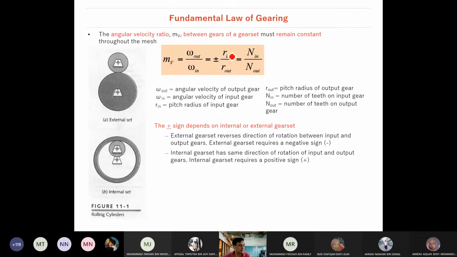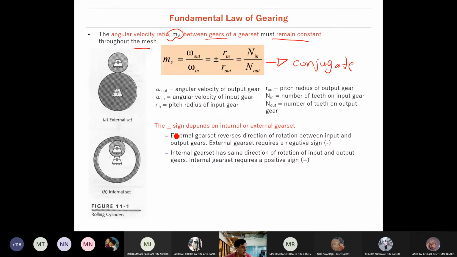So, this is basically the formula that has been defined by using the conjugate action tadi. We call it the conjugate action. So apa yang penting adalah about the angular velocity ratio between the gears in a gear set, which must remain constant throughout the mesh. So m usually is a constant.